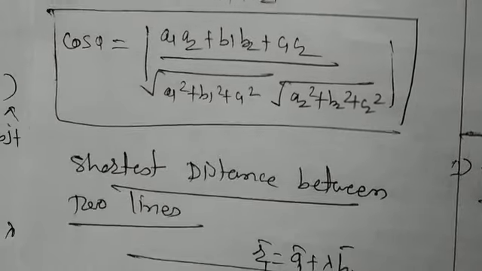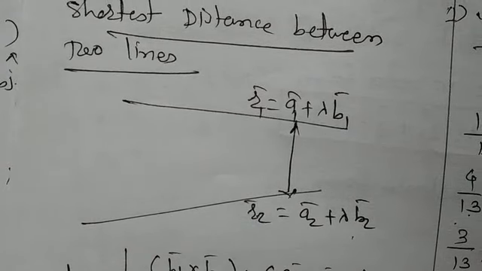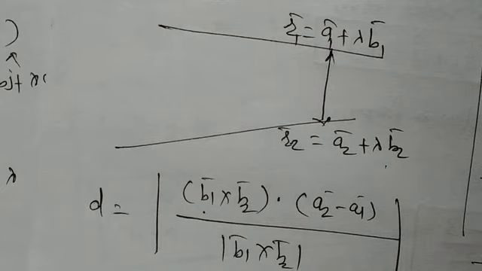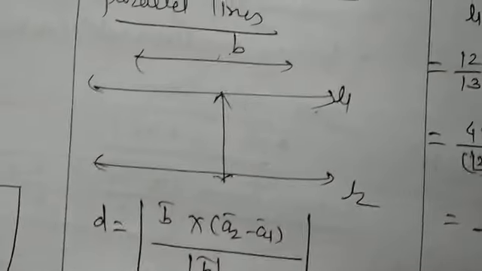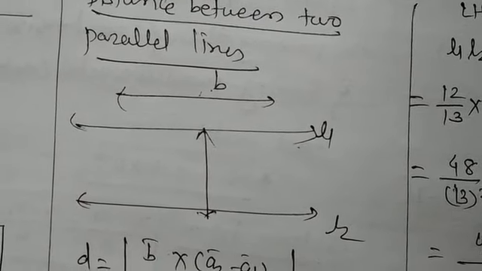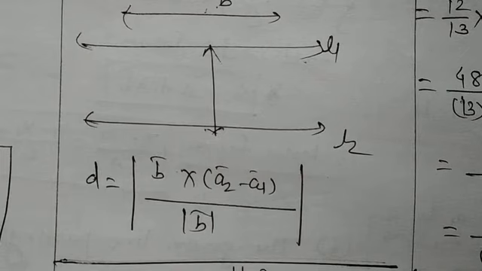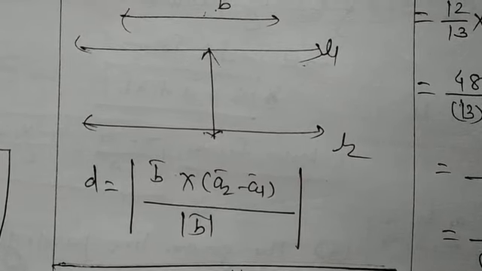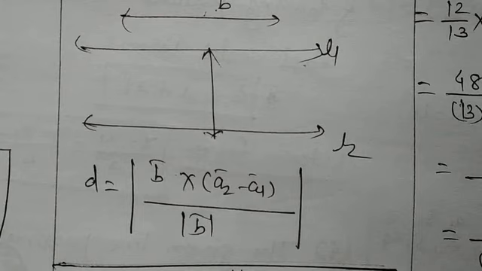The next formula is the shortest distance between two lines. When two lines are there in space, the shortest distance is D equals magnitude of b1 cross b2 dot a2 minus a1 upon magnitude of b1 cross b2. Also, we saw the distance between two parallel lines. When the lines are parallel, the distance is mod of b cross a2 minus a1 upon magnitude of b. This type of example we solved in the last period, exercise 11.2, example number 1 to example number 8.